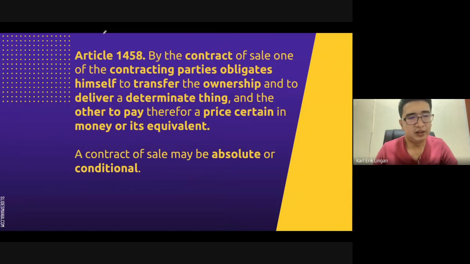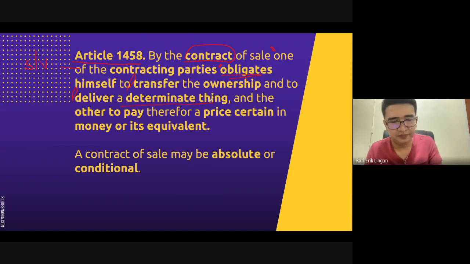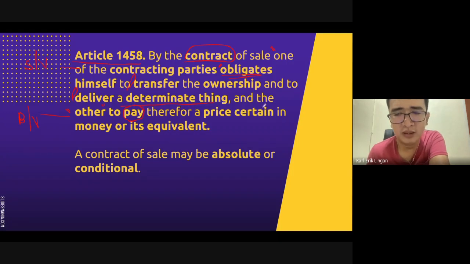Okay. And the legal basis starts with Article 1458 of the Civil Code. It says there, by the contract of sale. So, ibig sabihin, ang sale ay isang contract. One of the contracting parties, meaning the seller or the vendor, obligates himself to transfer and deliver a determined thing. And the other, meaning the other party, the buyer or the vendee, to pay thereof a price certain in money or its equivalent.